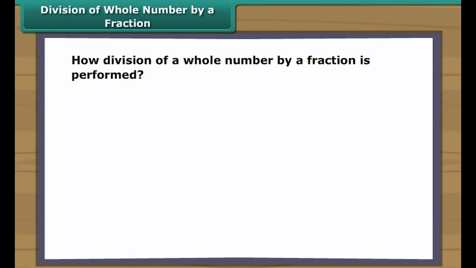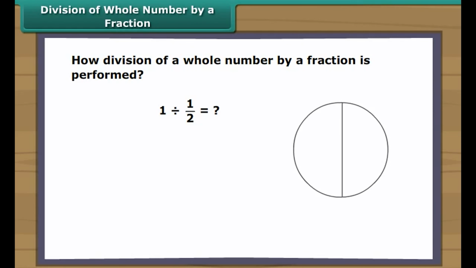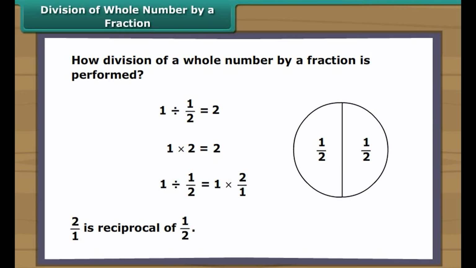Division of a whole number by a fraction. How is division of a whole number by a fraction performed? Come, let us find out. Let us take the example of 1 divided by half. We divide a whole into a number of equal parts such that each part is half of the whole. Thus we will get 2 half parts. So we can say that 1 divided by half is 2, but 1 multiplied by 2 is also 2. Thus 1 divided by half is equal to 1 multiplied by 2/1. 2/1 is the reciprocal of 1/2.